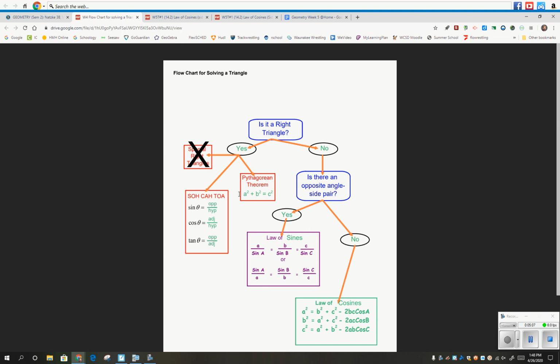you won't be told which one you have to use. So we're going to talk a little bit more about this flowchart today in the lesson, but that's where you can get this. If you can print it out, I would recommend you print it out. It tells you what to do. It also has all the formulas that you need right there for you in one spot.